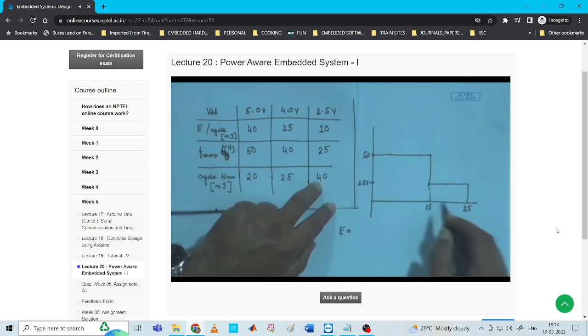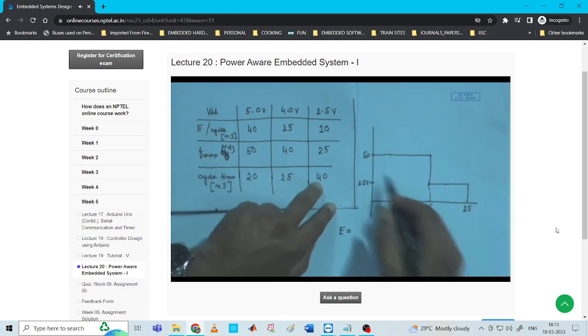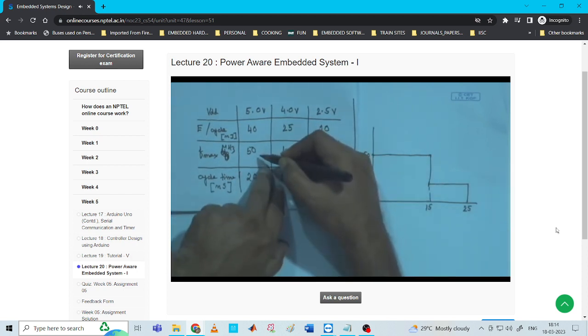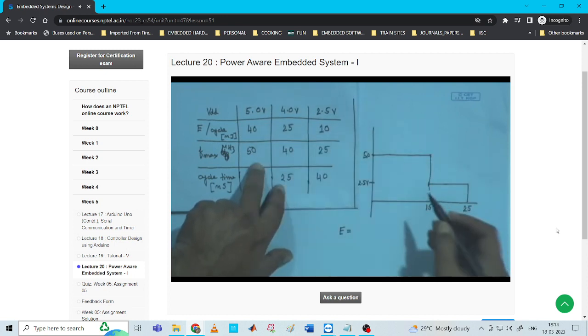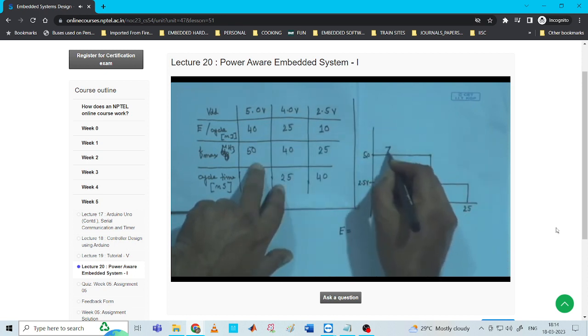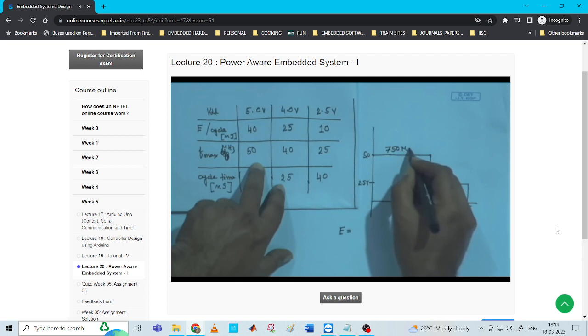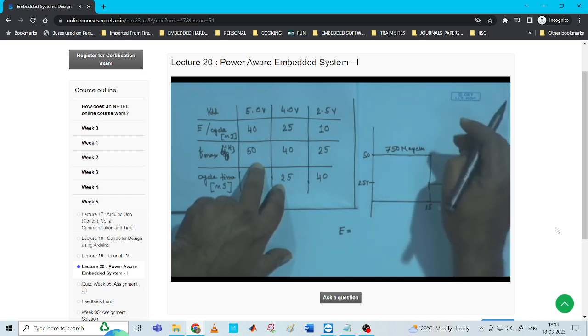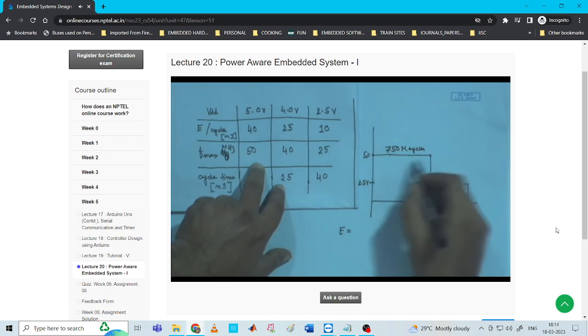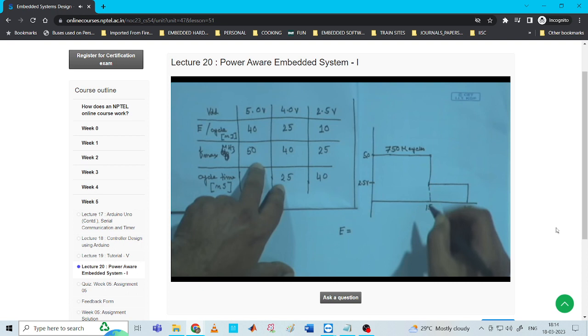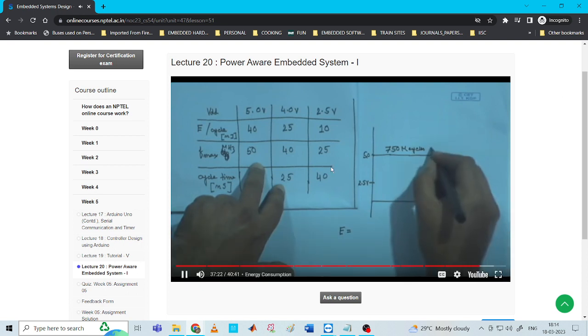I have run 750 megacycles at 50 hertz. 5 volt means 50 hertz. So I have run 750 million cycles here. Whenever we see capital M, we say mega. 750 million cycles we have run at 50 hertz, and only 250 million cycles at the other setting.